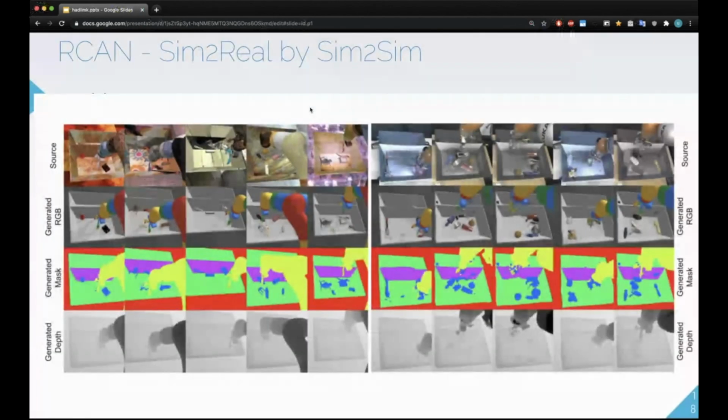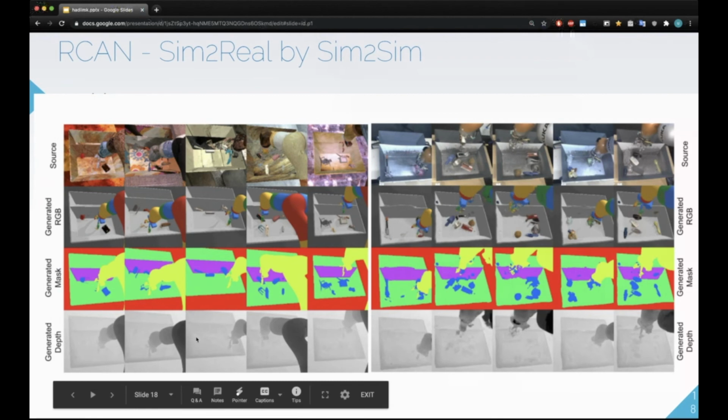And these are the results. Actually, this is very interesting. As you can see, the first row is the source images that are input. There are a lot of randomized textures, a lot of textures you wouldn't see in real-world trays or real-world robotics. The second row is the generated images from the GAN generator, and the rest are the same images but with their masks and depth images. So these are the results of the algorithm.